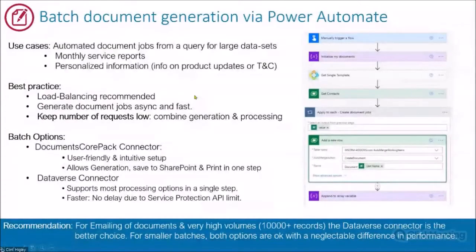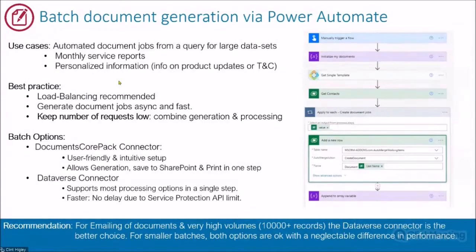Talking about batch generation via Power Automate and some of the things to know. Some of the use cases are basically it automates document jobs from a queue for very large data sets. That's where you want to start using this. Say, for example, monthly service reports or personalized information. So info on product updates, or I want to blast out a new terms and conditions to everyone.